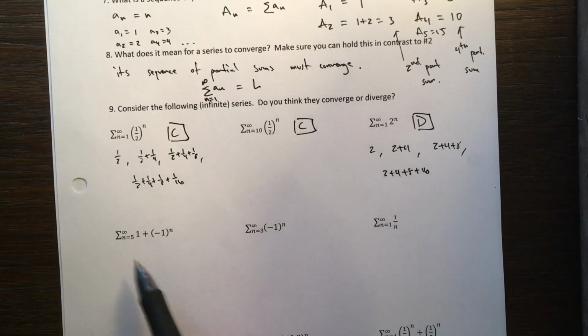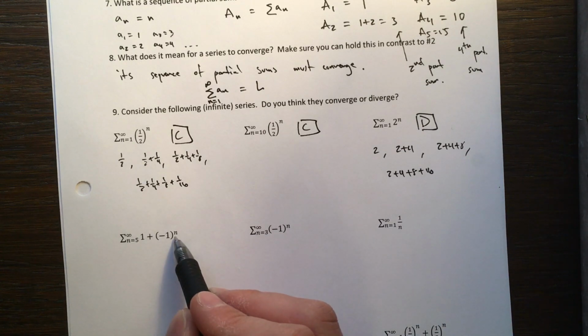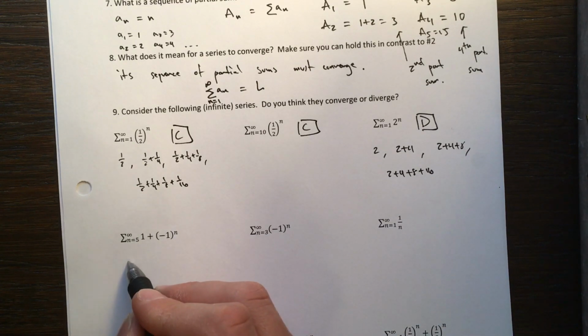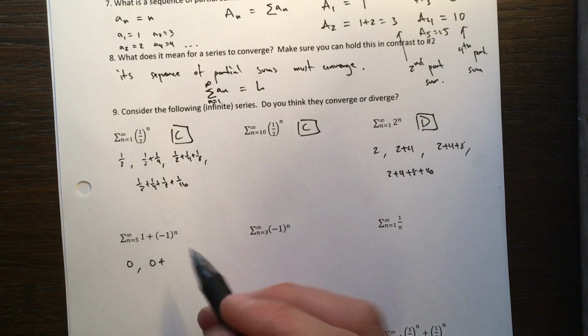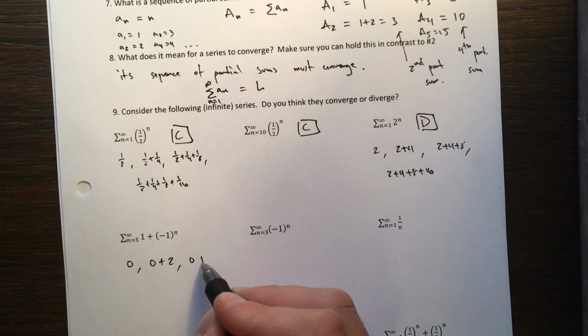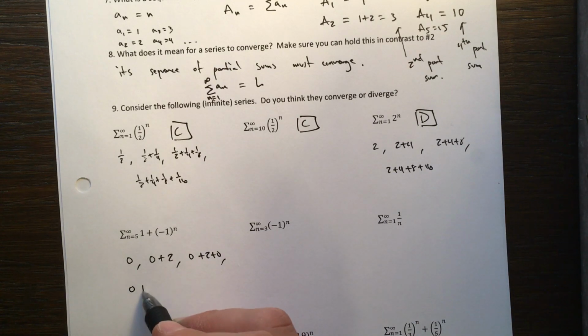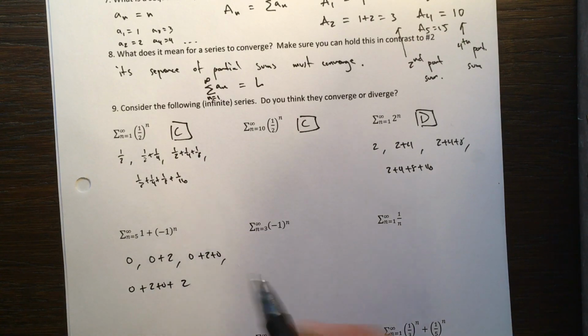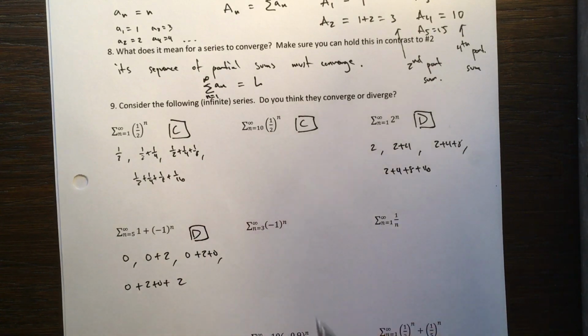This one, well, if I plug in 5, I'm going to get 0. So that would be 0. If I plug in 6, I'm going to get 2. So that'd be 0 plus 2. If I plug in 7, I'm going to get 0. So 0 plus 2 plus 0. If I plug in 8, I'm going to get 0 plus 2 plus 0 plus 2. So this does not look like it's going to converge. I'm going to say diverge.